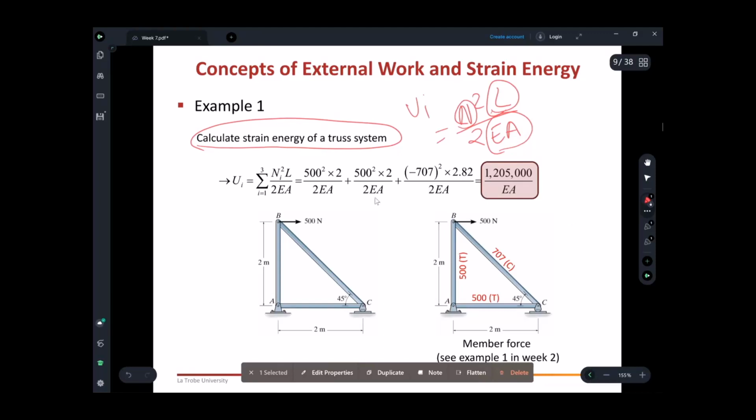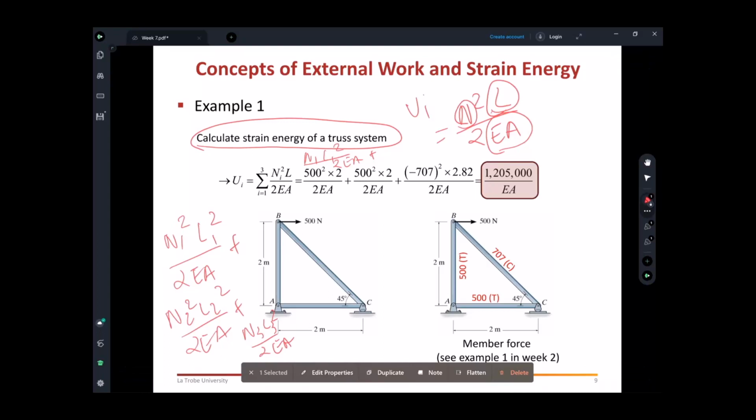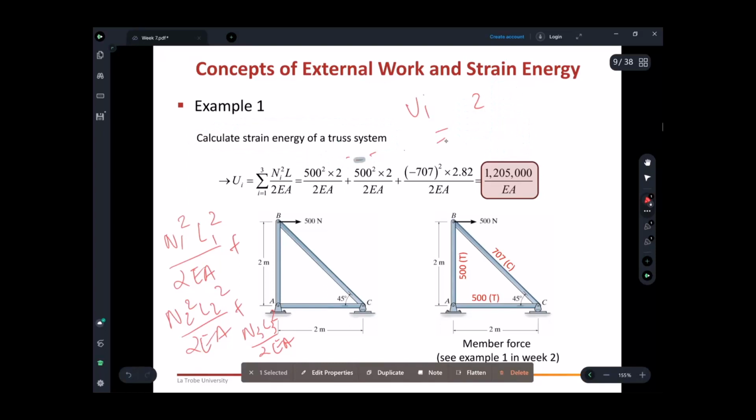Now we have three members, so we can have N1 square L1 over 2EA plus N2 square L2 over 2EA plus N3 square L3 over 2EA. Okay, so there are three members. If it is 4 or 5 members, you can continue writing it up. EA is constant; they don't have different values, otherwise you can substitute a different value for EA. You can calculate the internal forces. You know how to calculate the internal forces.